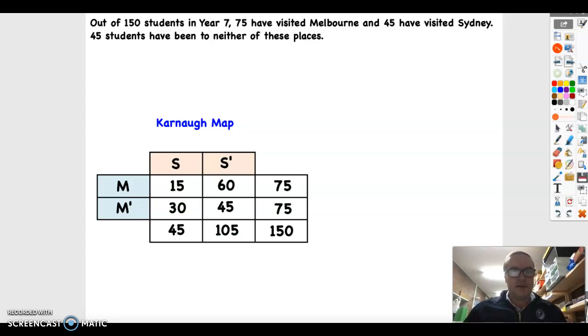So that completes the Kano map. We've got all of those cells filled in, and there's a lot of information there that we can see all at once. We can see the sample space.